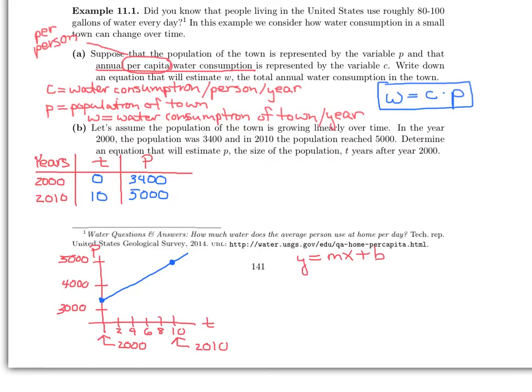But in this problem, we don't have variables x and y. We have variables t and p. P is playing the role of the y, and t is playing the role of the x, because t is the independent variable and p is the dependent variable. Next, we need to find m, which would be the slope of the line.